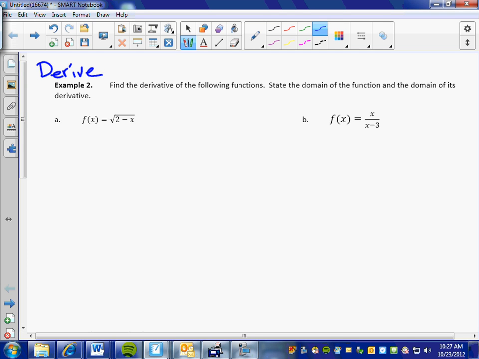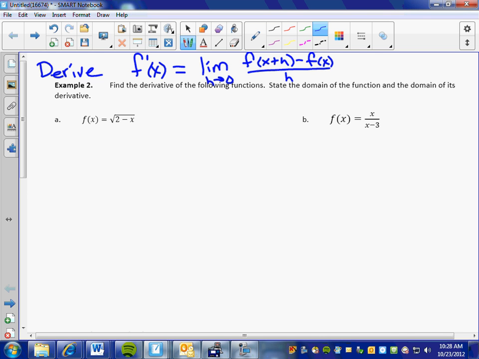If you see this word, derive or derivative, this is a new phrase. If you ever see that phrase, this is what you do. f prime of x, which is the derivative of the function, is equal to the limit as h approaches 0 of f of x plus h minus f of x all over h.